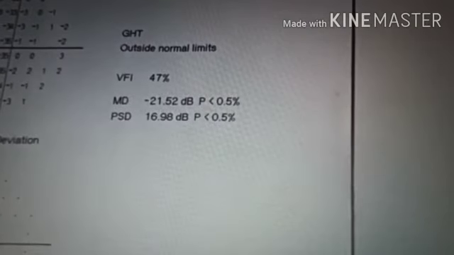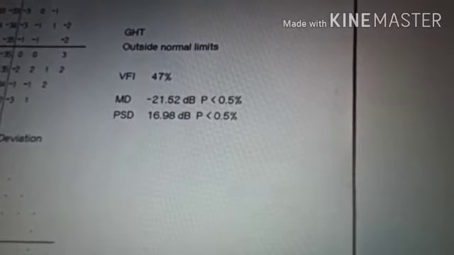Now you can see the GHT, which means glaucoma hemifield test. Here you can see the GHT is outside normal limits. So it denotes that the values between the upper and lower cluster differ to an extent which is found in less than 1% of the population.